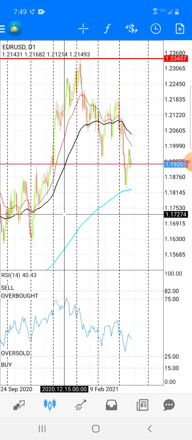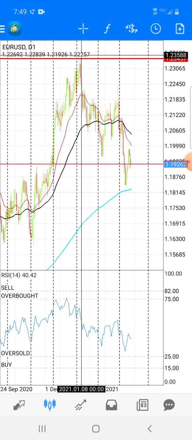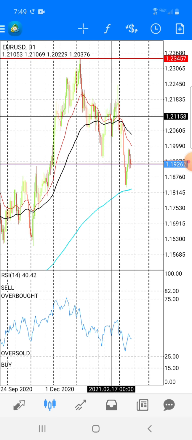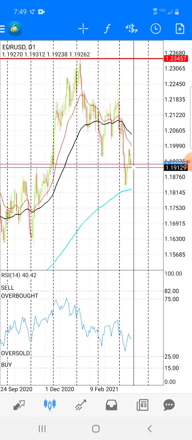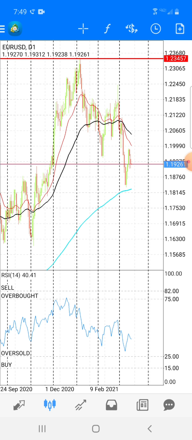Let me make sure I'm right. Yeah, right around December of 2020. So this is probably going back to its downward trend. So you might see EUR/USD as a bearish trend.